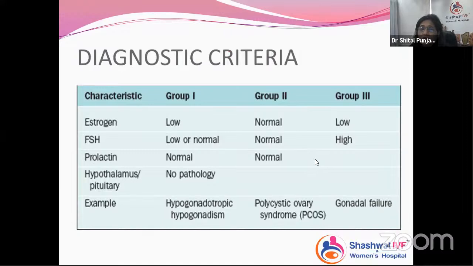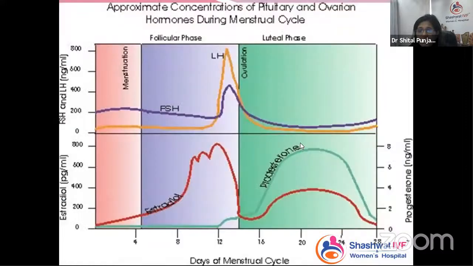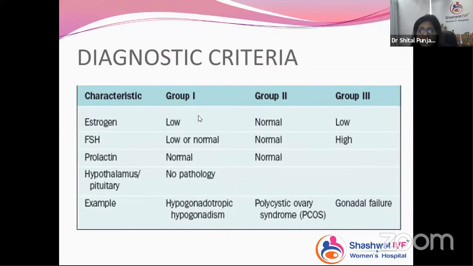So this was about ovulation induction, augmentation, or stimulation. In all the patients of group 1, whatever we do would be known as ovulation induction, because here we are inducing even the recruitment of the follicle.